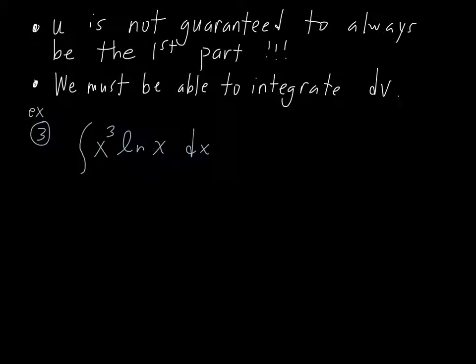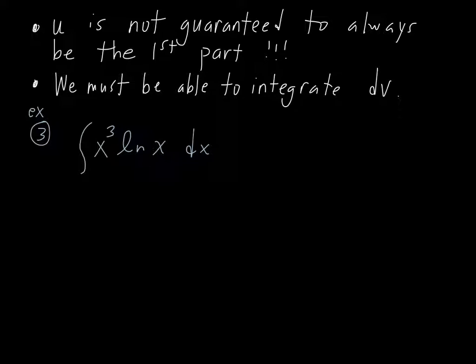All right, last example. So some notes here. The u, whatever we consider u, is not guaranteed to always be the first part. In the examples we've seen so far, we've let u be that first part of the product, and it's worked out fine because the second part, the part we call dv, we have been able to easily integrate. So you have to keep in mind, whatever you call u, you're going to have to take its derivative, and whatever you call dv, you're going to have to take its antiderivative.